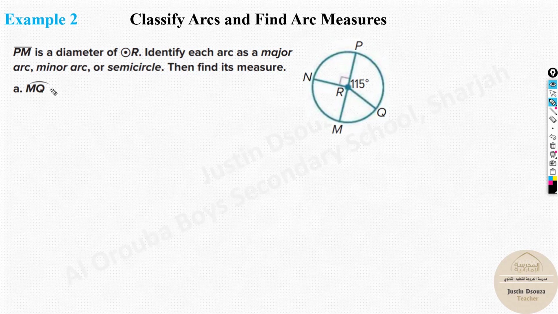Now, we have to find just MQ. Don't go all the way around to MQ. No, the shortest distance must be used. This is MQ, only this much. So this is a minor arc.